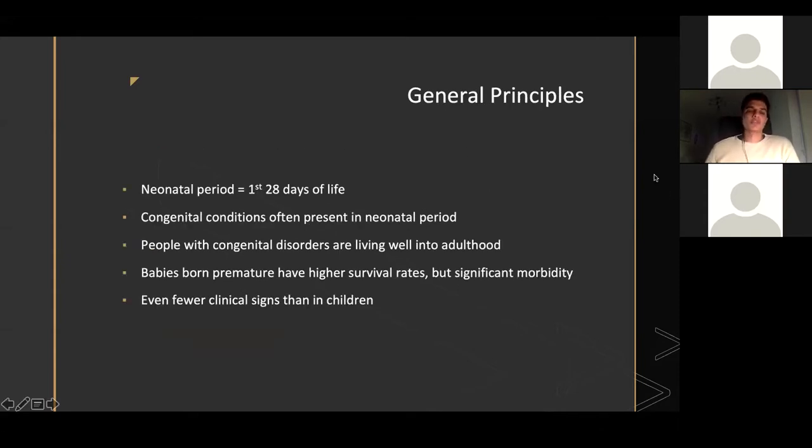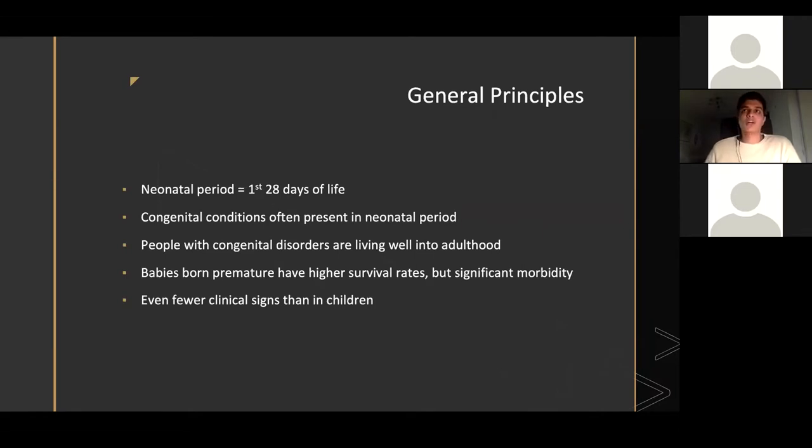So, general principles. The neonatal period encompasses the first 28 days of life. That's slightly different from a preterm infant, but generally, in a term infant born at 38, 39 or 40 weeks, the first 28 days is defined as the neonatal period. So congenital conditions are often the ones presenting in the neonatal period, which makes it really interesting. In adult medicine, you've got a lot of degenerative conditions, lifestyle-related conditions, wear and tear. That is the mainstay of what you're treating. But in the neonatal period, you haven't had time for any of that to happen, so a lot of it is pre-existing disease, which is quite interesting, I think.